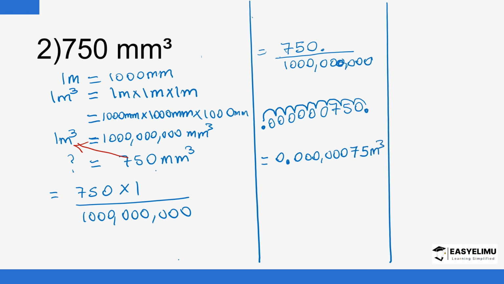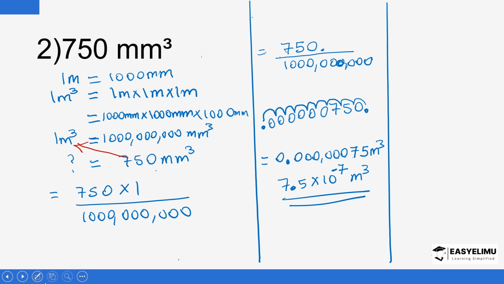Maybe you can also write it in standard form as 7.5 times 10 to the power negative 7 cubic meters. Yes. So that is how you go about it.